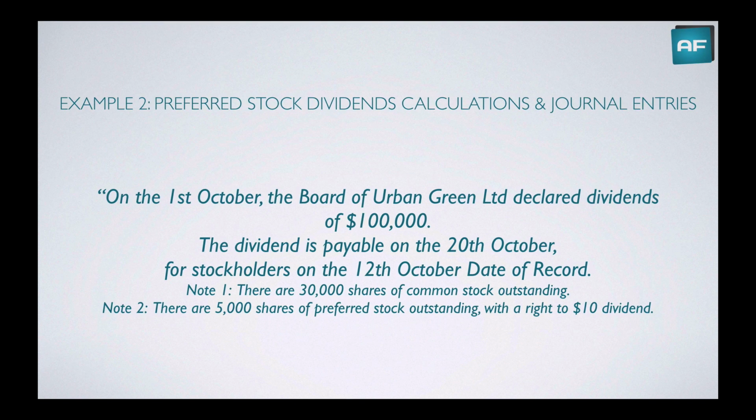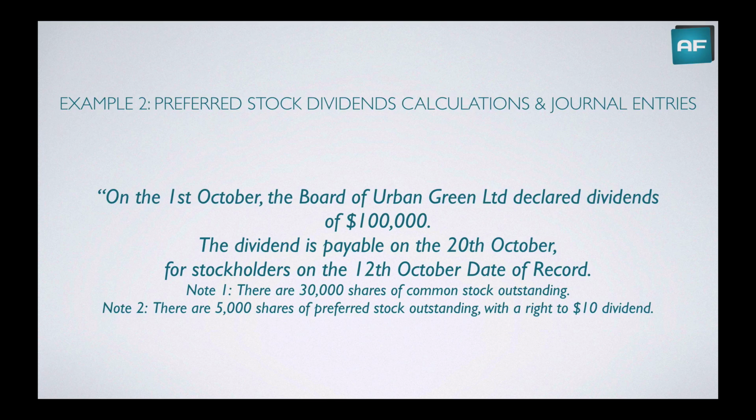Alright, now we've got a few examples here. This first example is preferred stock dividends, calculations, and journal entries. So here's our example. It's a bit similar, just with a few little twists, and I'll try to point out the differences. On the 1st of October, the board of Urban Green Limited declared dividends of $100,000. The dividend is payable on the 20th of October for stockholders on the 12th of October date of record. Note 1. There are 30,000 shares of common stock outstanding. Note 2. There are 5,000 shares of preferred stock outstanding with a right to a $10 dividend.